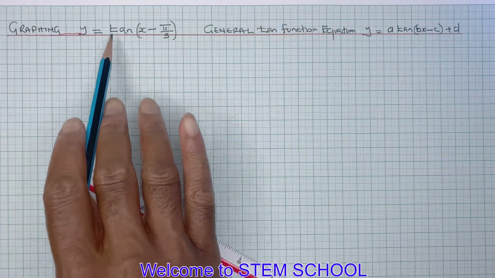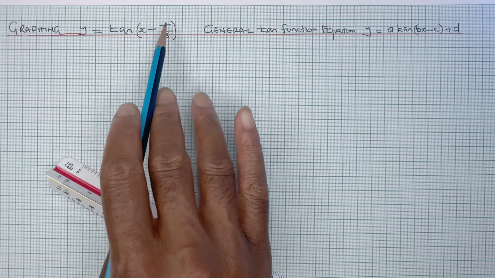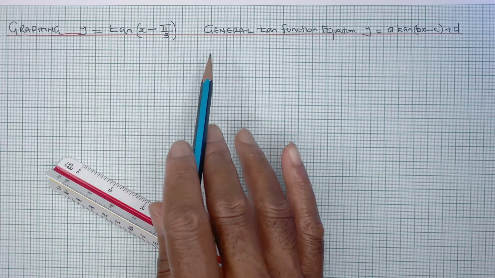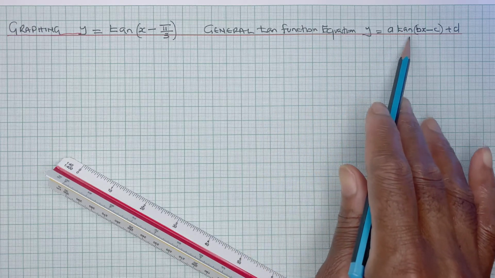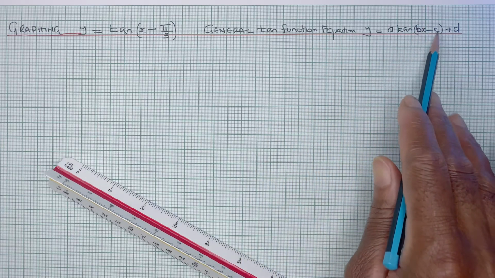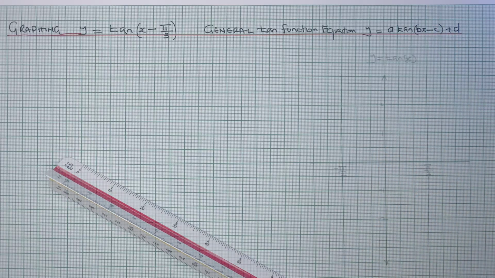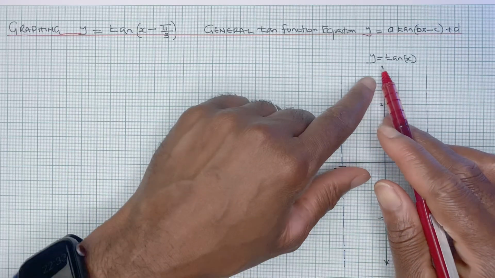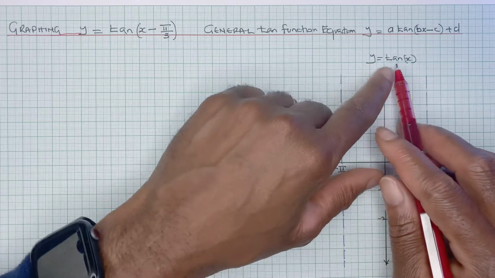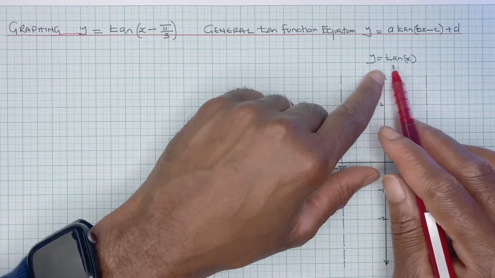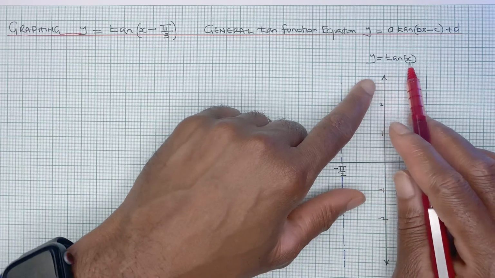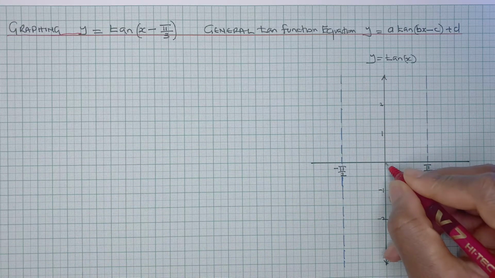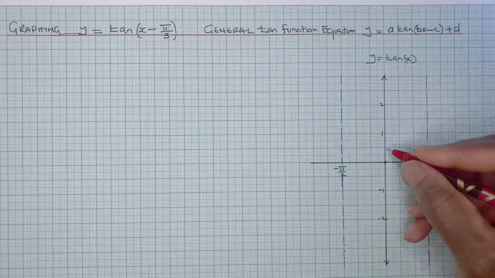Graphing y equals tan(x − π/3). The general tan function equation is y equals a tan(bx − c) plus d. It's always good to know the parent function when you're drawing any particular function. In this case, tan of x goes through 0 here. Tan of 0 is 0.